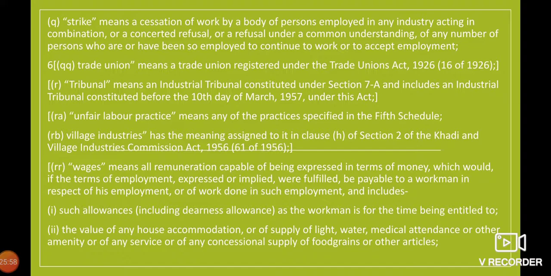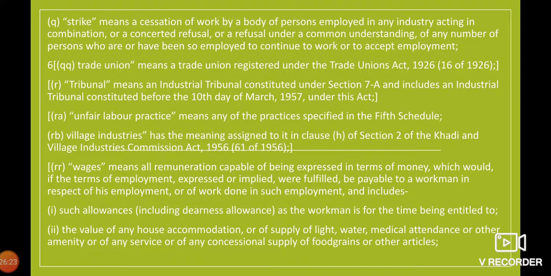Section 2, clause RA. Unfair labor practice. It means any of the practices specified in the 5th schedule. So any of the practices which are specified in the 5th schedule of the Act will be unfair labor practice. Okay. Section 2, clause RB. Village industries has the same meaning assigned to it in clause H of Section 2 of the Khadi and Village Industries Commission Act 1956.